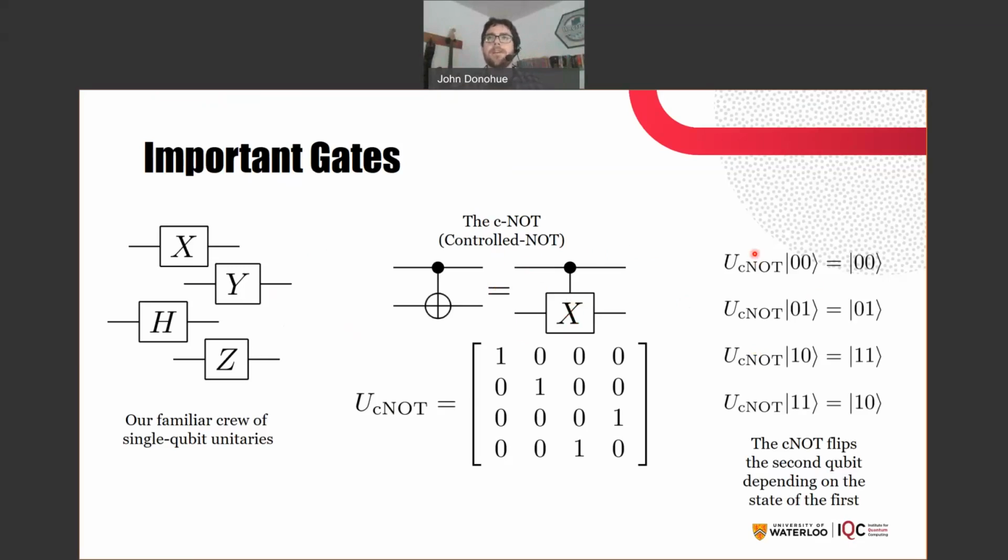So for example, if I apply the controlled NOT on the state 0, 0, the control is in the state 0, that means don't flip. So 0, 0 stays 0, 0. If I apply it on the state 0, 1, once again, the first qubit, the control qubit, is in the state 0, don't flip. If the state is 1, 0, the control qubit is in the state 1, so it flips 1, 0 to 1, 1. It flips that second qubit on the command of the first qubit. And if it's in the state 1, 1, control qubit in the state 1, flip, 1, 1 goes to 1, 0. The C naught flips the second qubit depending on the state of the first qubit.